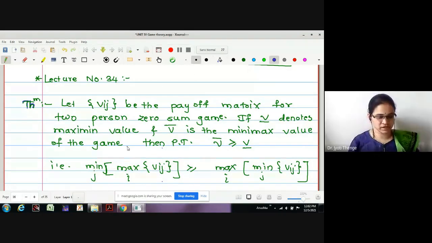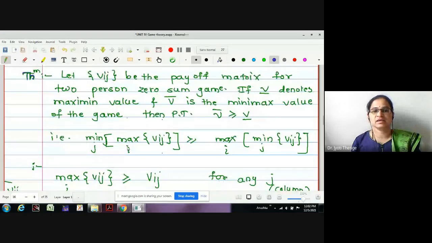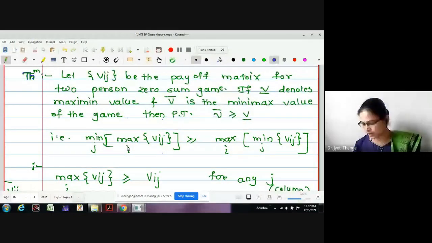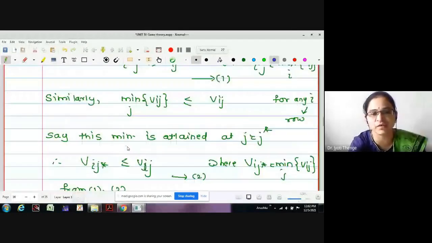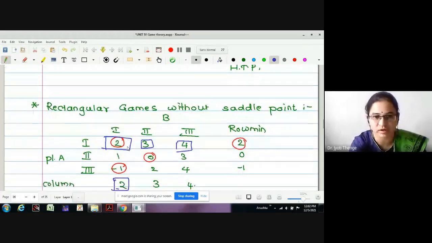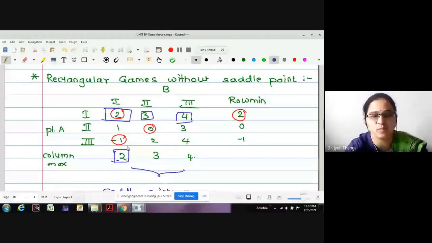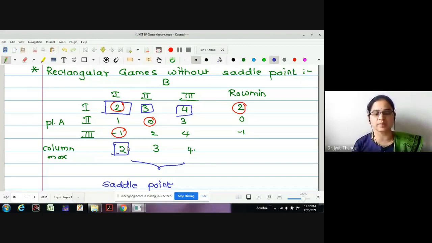In the last lecture, we have seen an important theorem which tells us that the min-max value is greater than or equal to the max-min value of the game. Also, we have seen a strategy for finding the solution of rectangular games without a saddle point. Whenever we have a saddle point in the given game, it automatically gives us the optimal strategies and the value of the game. Actually, this is a case of pure strategy.